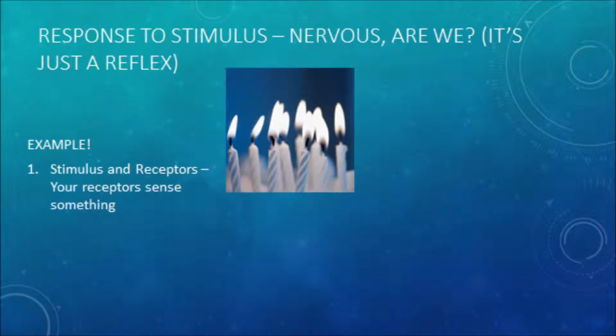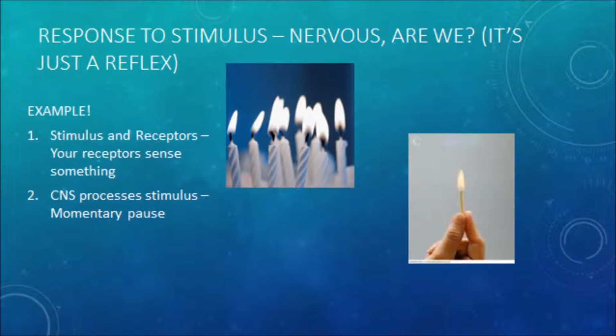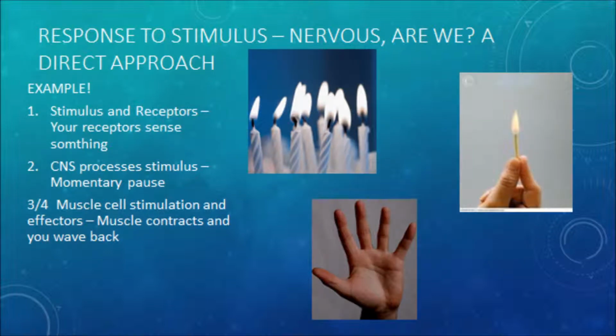For example, with something hot, receptors in your skin pick up the stimulus, which is the heat. The central nervous system registers this, but the impulse is transferred to the motor neuron, which causes your hand to move away from the heat source as quickly as possible.